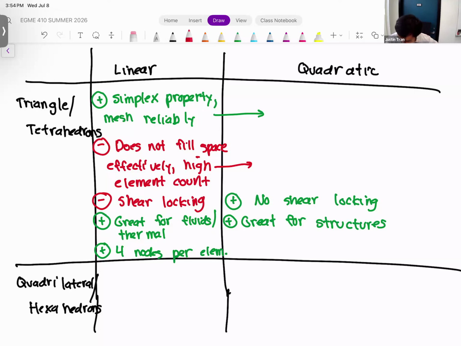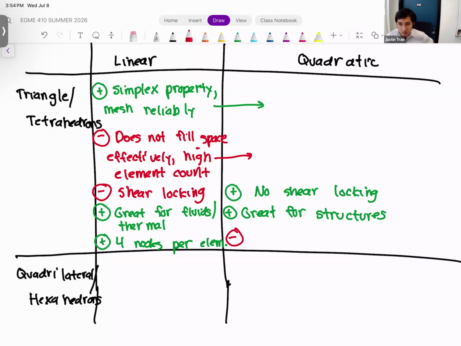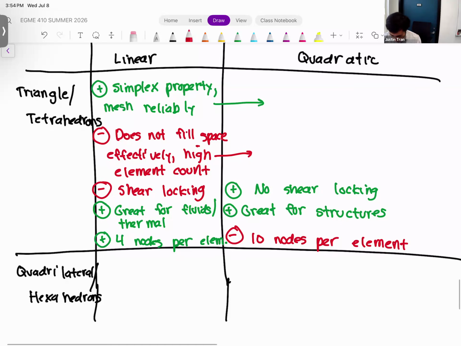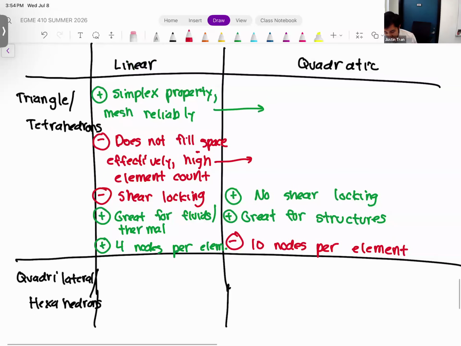Okay. And of course, the downside with quadratic elements is that on a per element basis, they are more expensive. Remember, when we compared the quadratic TET with the linear TET, it had 2.5 times more nodes. We have 10 nodes per element for the quadratic TET. Okay, so that's all the pros and cons for the triangular elements, linear and quadratic. Let's go ahead and look at the rectangular elements now.